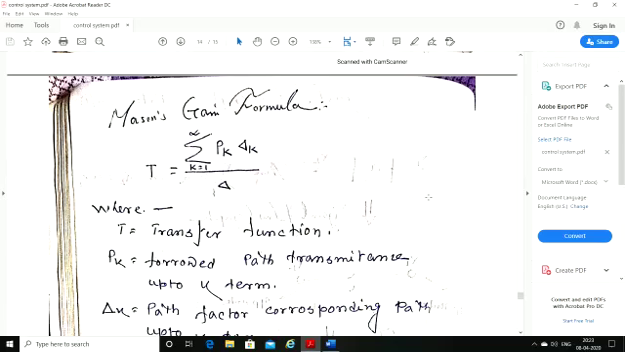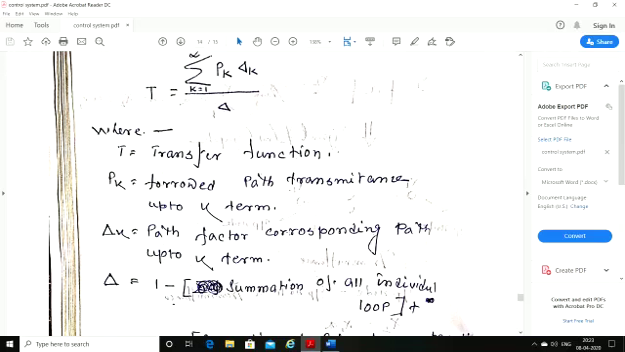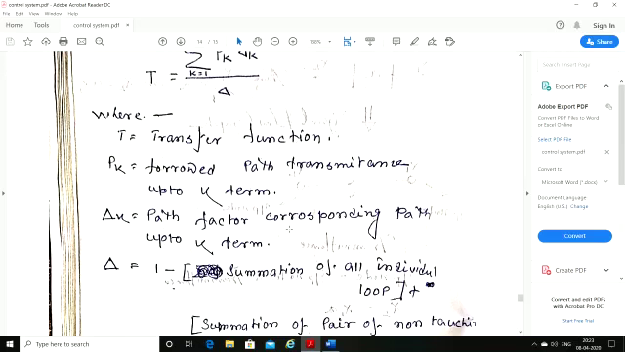Okay, so now we can state the Mason's gain formula. It will be a help to find out the signal flow graph. Okay, so what is the Mason's gain formula? Here Mason's gain formula is T equals summation of k equal to 1 to infinity pk del k by del, where T equal to transfer function, pk equal to forward path transmittance.